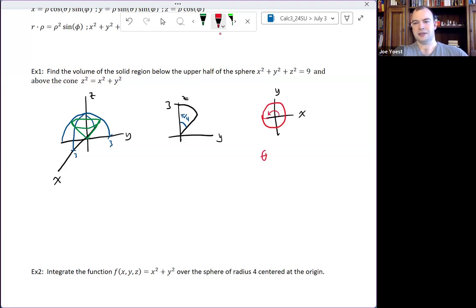So I see that theta, which describes how far around I turn in the xy plane, goes from 0 to 2 pi. I see phi, if I look at this above the cone, phi equals 0 is when I'm right along the z-axis, and then I'm letting phi increase until it gets out to pi over 4. And then, of course, I'm letting my radial distance go from 0 to 3.